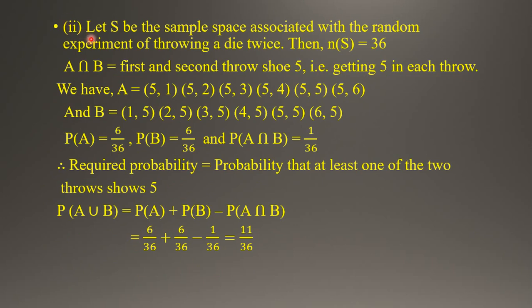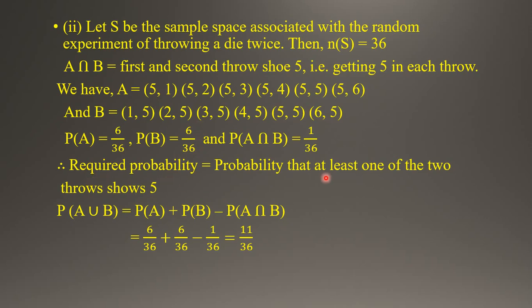Let S be the sample space associated with the random experiment of throwing a die twice. Then n of S, the total number of the sample space, is 36. And then the first and second throw show 5 both times. So A intersection B, this symbol is known as intersection, common in both sets. Getting 5 in each throw. We have 5 1, 5 2, 5 3, 5 4, 5 5, 5 6, 1 5, 2 5, 3 5, 4 5, 5 5, 6 5. Only 5 comma 5 is common. That means both times we get 5. So 1 upon 36. P of A already found, 6 upon 36, P of B already calculated, 6 upon 36.